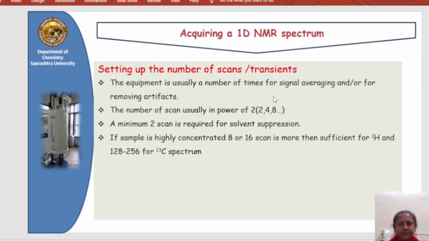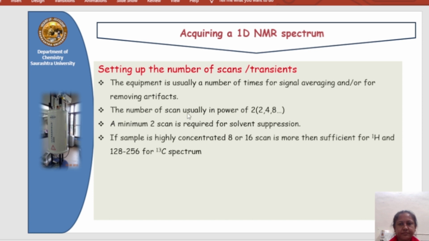So once we increase the number of scans, the intensity of the signal is increased. We can say it is a linear function of the S/N ratio. Simultaneously, the noise level is also increased, so the S/N ratio goes with the square root of the number of scans.